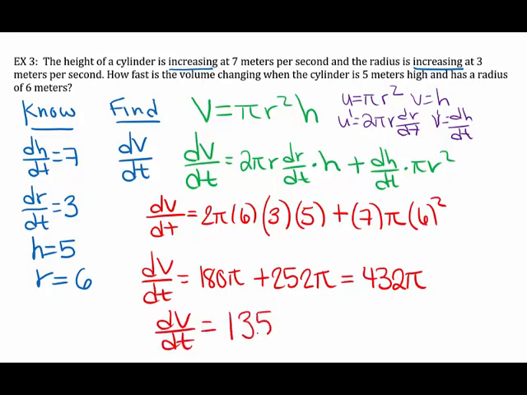Or again, if you do want to put this into a calculator and get a decimal approximation, I think it's about 1,357. And for units, we're talking about a volume. We've got meters, so it'd be meters cubed. And our time here is seconds, meters cubed per second. So the volume is increasing at a rate of 1357 cubic meters per second.